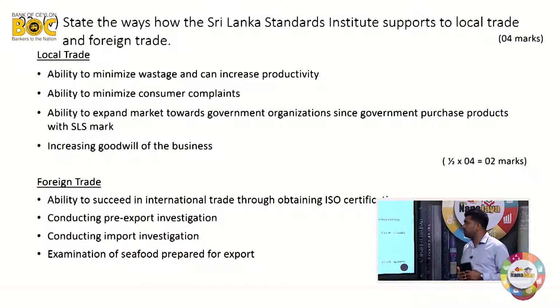Foreign trade. Ability to succeed in international trade through obtaining ISO certification. The ISO certification mark scheme is implemented by the Sri Lanka Standards Institution in Sri Lanka. So, by following those guidelines, they can compete in the foreign market.